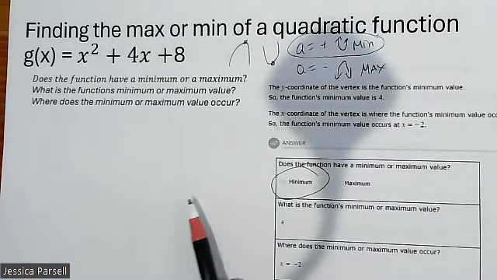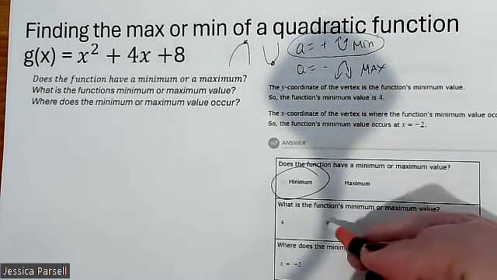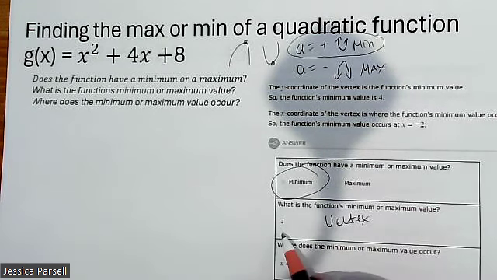Now, the next thing to ask you is what's the function's minimum or maximum value? Well, that is the vertex. I left the answer on here, 4. Let's go find out how they found that.